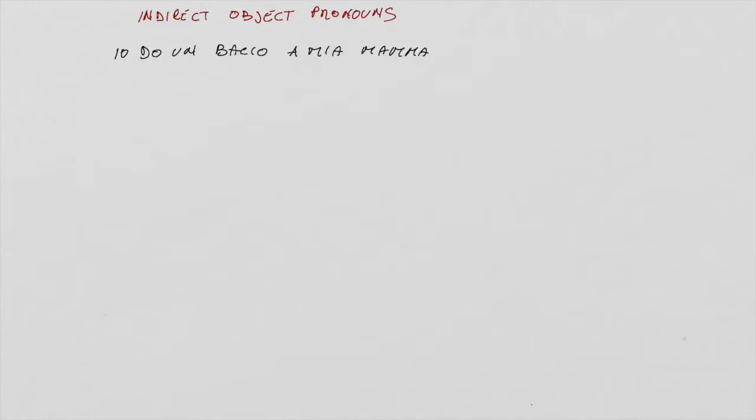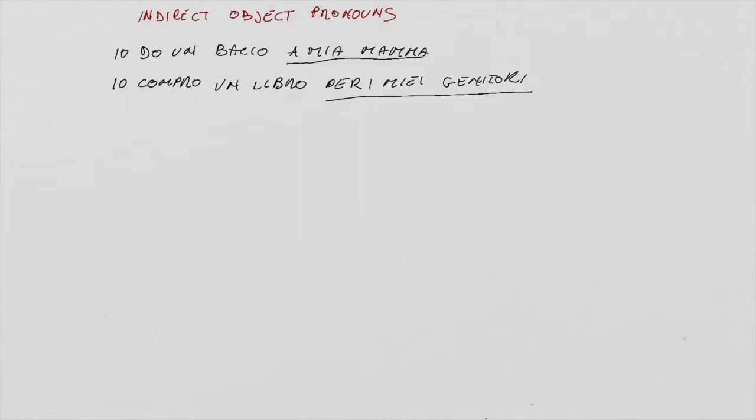I buy a book for my parents. Io compro un libro per i miei genitori. Now, a mia mamma, to my mom, and per i miei genitori, for my parents, are both indirect object nouns, since they answer the question a chi, to whom. A chi do un bacio, to whom I give a kiss. Per chi compro un libro, for whom I buy a book.